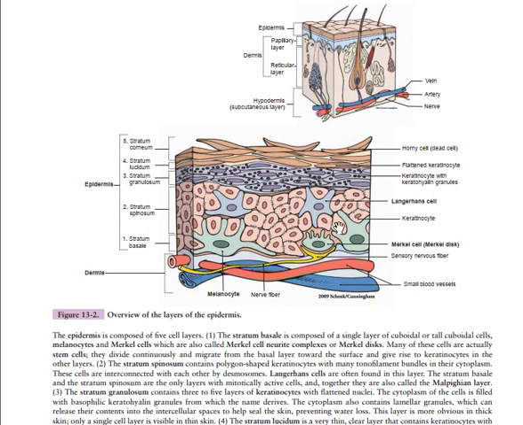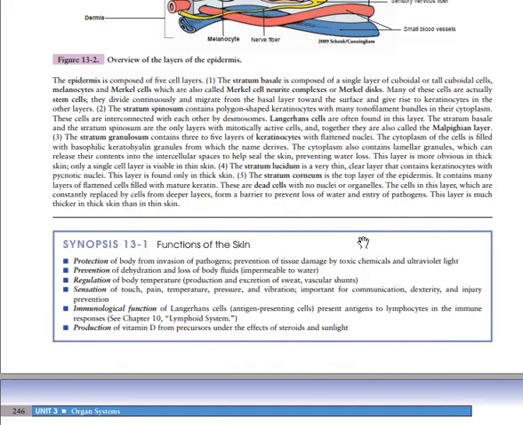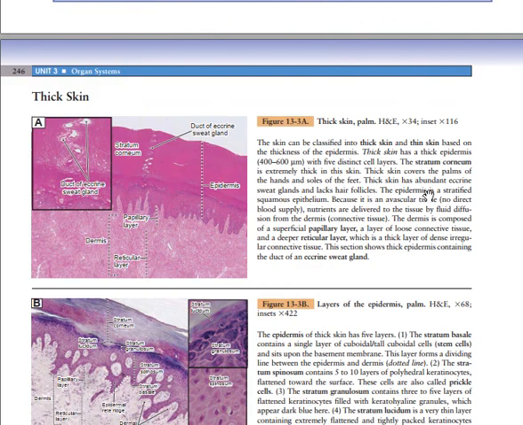And in the stratum basale here, you have the Langerhans cells, and you have the Merkel cells, or the Merkel disc, where the nerve fiber is attached to it. We have the dermis here. You can visualize, at the level of the dermis, other melanocytes, and you can see Langerhans cells. So let's visualize the histologic section of a thick skin.